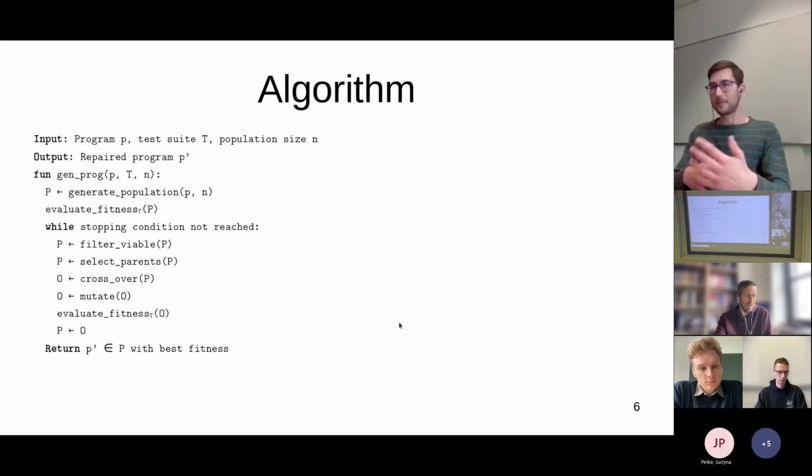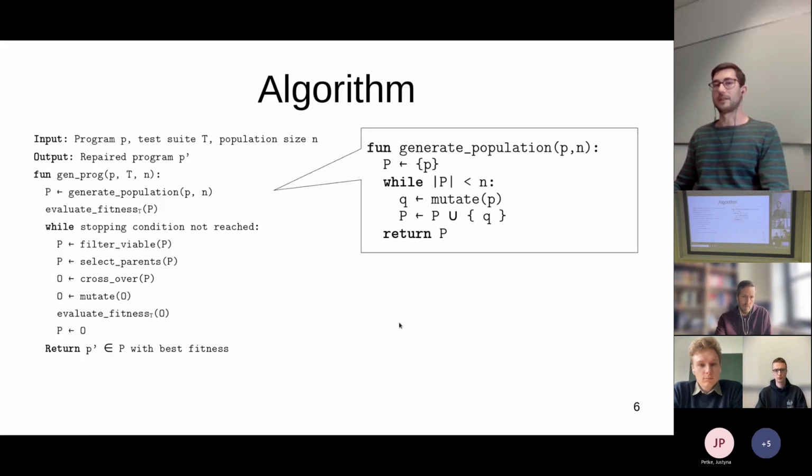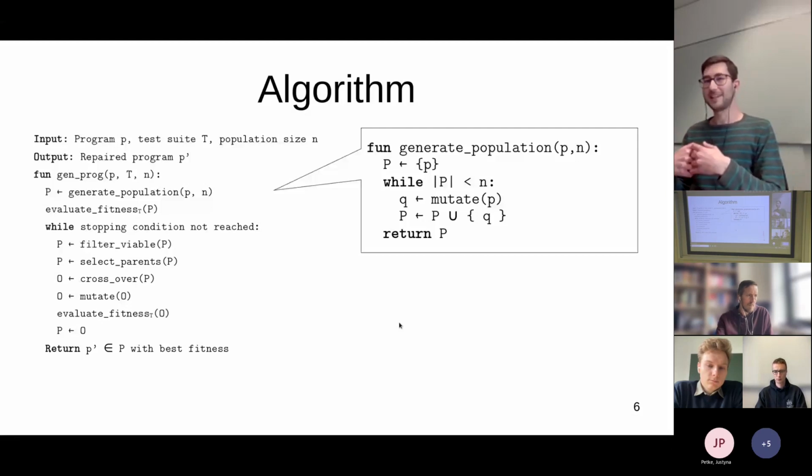I called my algorithm GenProg because it's inspired by GenProg. And usually every algorithm starts by generating the initial population. And this is also what I do. Usually the literature tells you to generate this population completely randomly, which is a challenge in the context of program repair, because how do you generate programs completely randomly, arbitrary programs? I think that's very difficult.